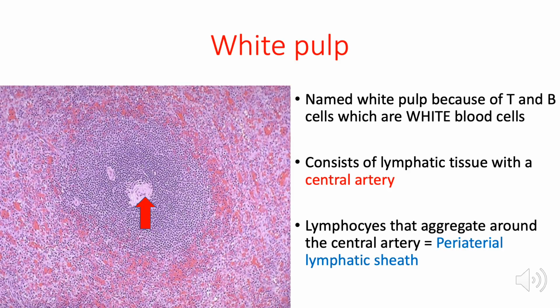Take a look at this lymphatic nodule. Can you appreciate that it has a central artery? So that's a giveaway clue. You're looking at one of the white pulps of the spleen. The lymphocytes encircling the central artery are referred to as the periarterial lymphatic sheath. So the white pulps of the spleen have two parts. You have the central artery and you have the periarterial lymphatic sheath. This yellow arrow is pointing to the red pulp. You have there an abundance of red blood cells.